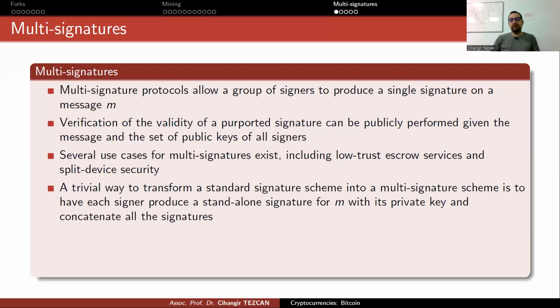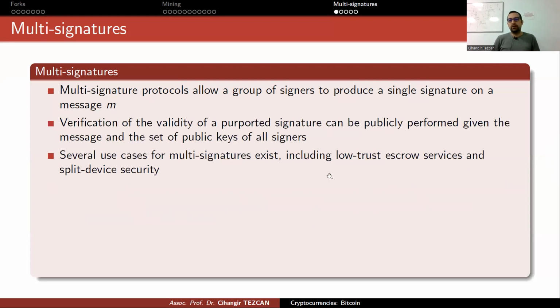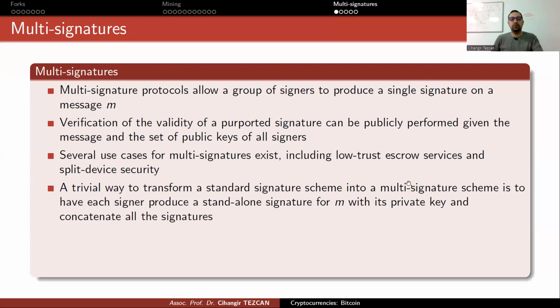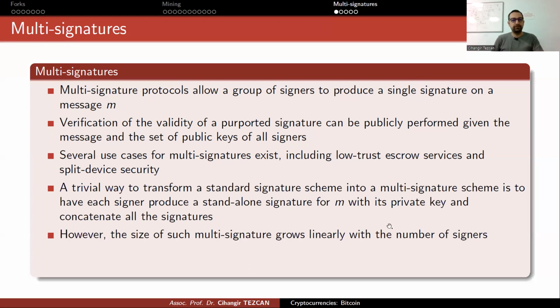So here the idea is as follows. For instance, for the low-trust escrow service, you want to transfer funds to somebody else, but you now have an escrow service, so three people get together and sign M, the transaction. So you need three signatures. If you use ECDSA, then you have to provide three signatures. Everybody has to sign it, and then you have to concatenate all of the signatures. But Schnorr signatures solve this problem, so we will see it next.